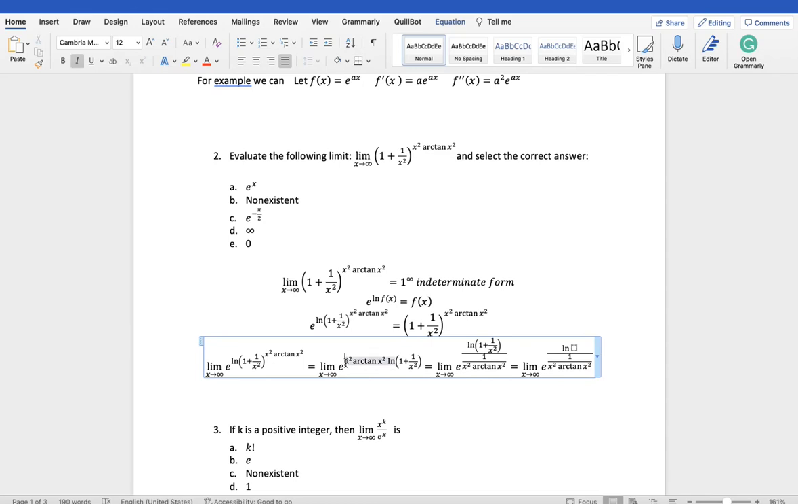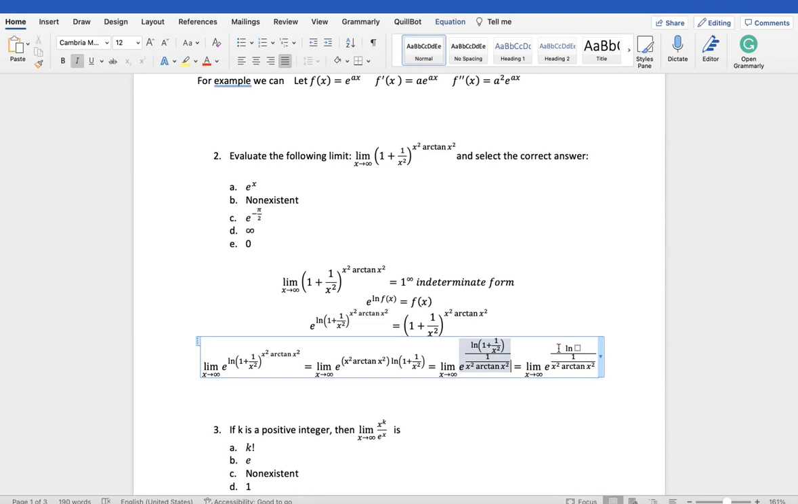But another thing that we can do is remember that when you multiply two values, it's basically the same as dividing one by the inverse of the other one. So x squared times arctan x squared multiplied by ln of 1 plus 1 over x squared is basically the same as ln of 1 plus 1 over x squared divided by 1 over x squared times arctan x squared, okay? So I'm hoping that up to this point it makes sense.